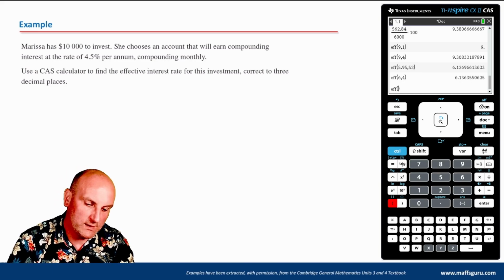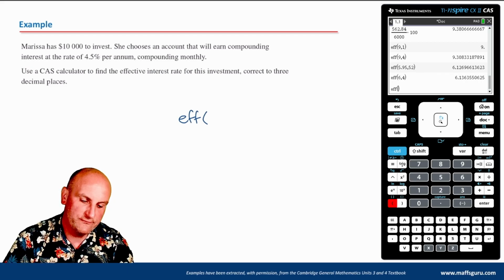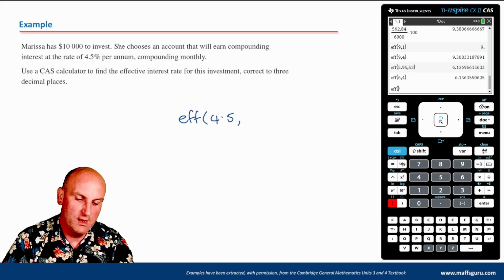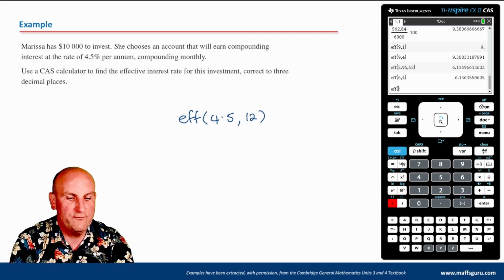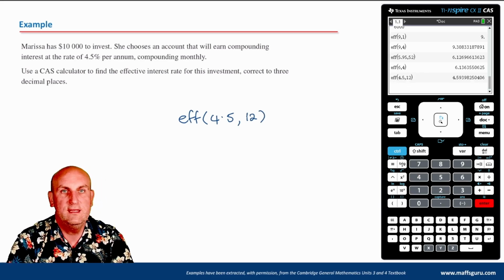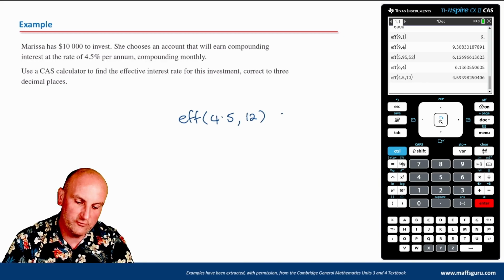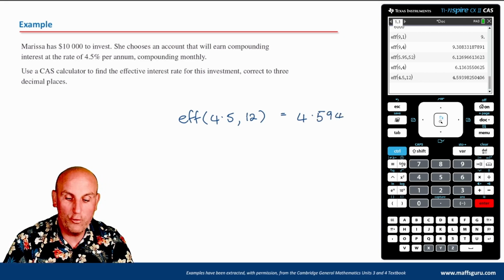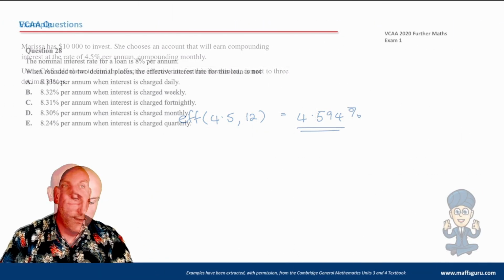So again, what are we going to do? We want EFF. What was my nominal rate? 4.5, because it's per annum, compounding monthly. There are 12 months in a year. So if I do EFF of 4.5, comma 12, hit enter, I get that my effective interest rate would be 4.594. And don't forget the percent sign after, because it is a percent.